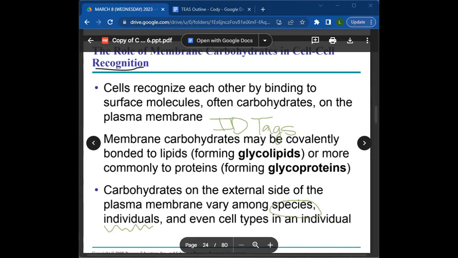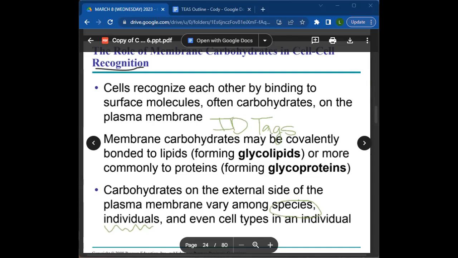Individuals, so my glycolipids are different from your glycolipids, which are different from Harrison Ford's glycolipids, which are different from Julia Roberts' glycolipids. Everyone's glycolipids and glycoproteins are different and unique.